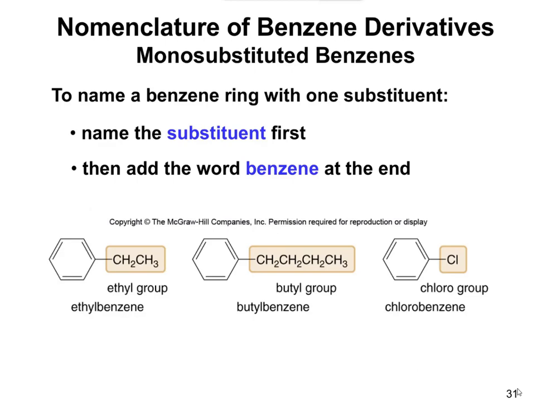So first off, the way to think about this is think of your benzene ring, which is this part, as your parent chain, right? And then to name a benzene ring with one substituent, you basically say whatever the substituent is, in this case an ethyl group, then benzene. So benzene would be your parent chain, and the substituent would be an ethyl group. So then you would say ethylbenzene, or butylbenzene, or chlorobenzene, right? So the idea here is that you don't need a number because there's only one group, just like we didn't need a number when naming cycloalkanes if there was only one substituent.